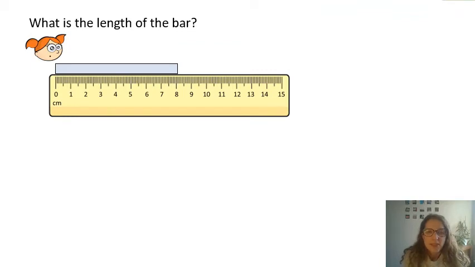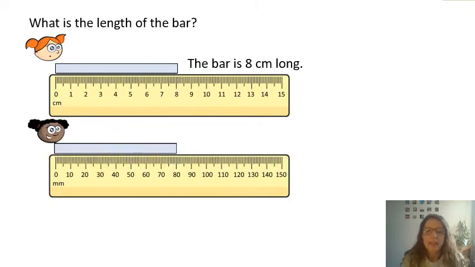Okay, so I would like you to have a look at this blue bar and tell me how long it is. Okay, so remember how we measure accurately. We line it up with a 0 and then look at where it ends. So it is 8 centimetres long.